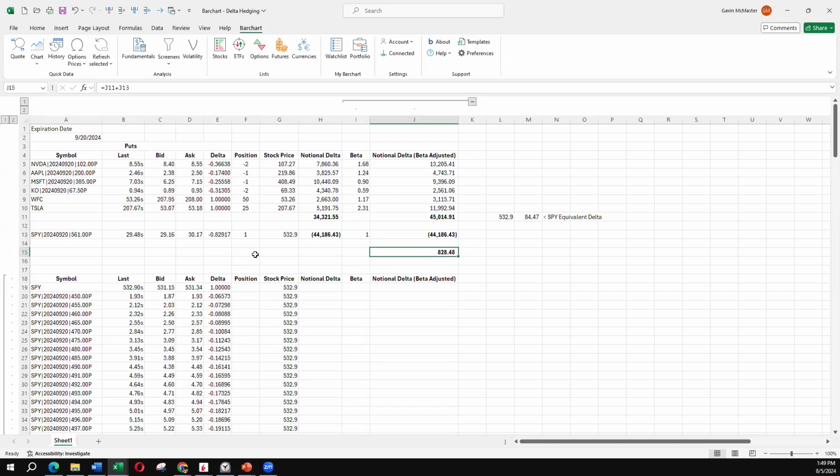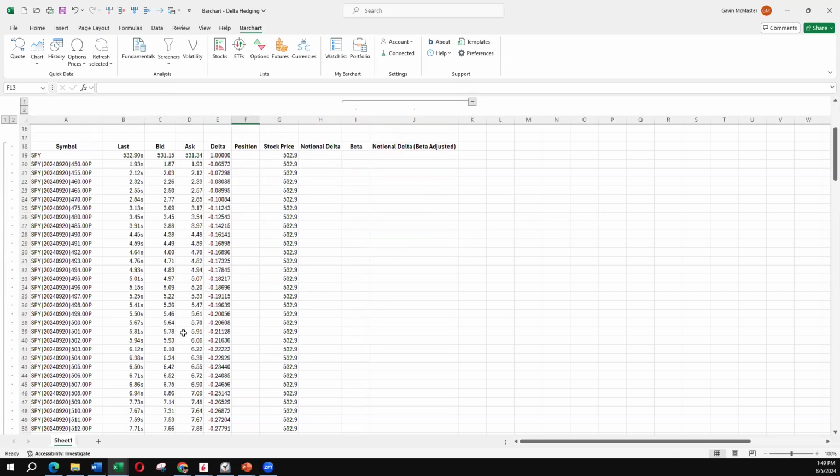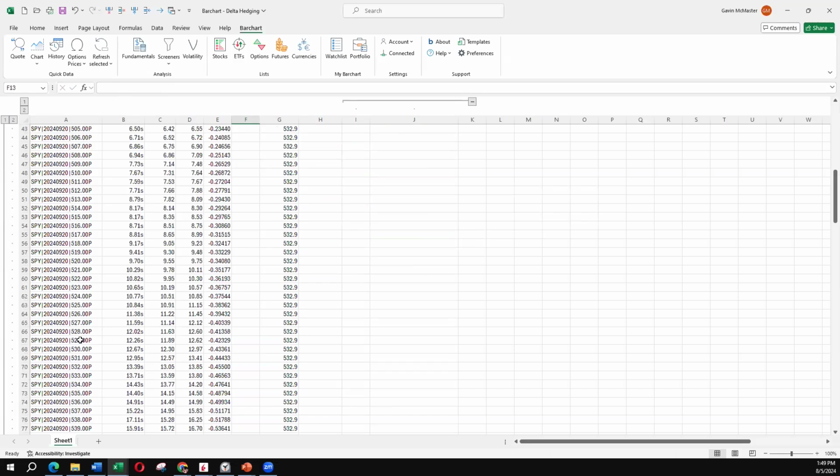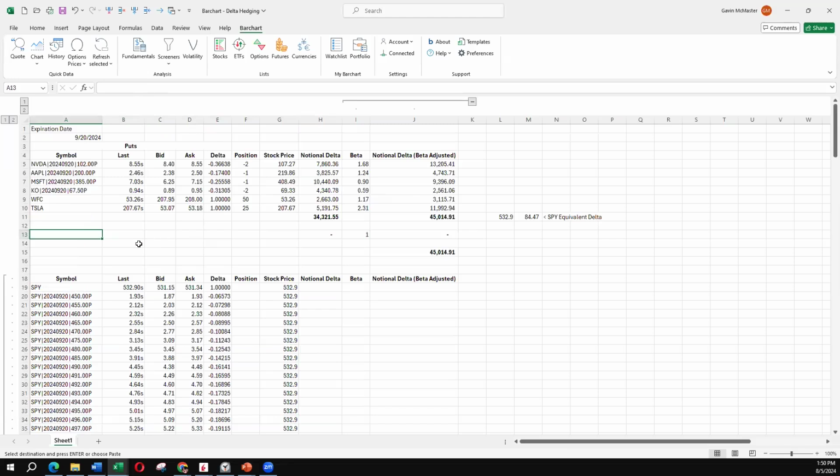Okay, let's look at one more example. Instead of buying one 83 delta, maybe we want to buy two 42 deltas. And that's going to give us a bit more gamma and a bit more vega. So say we buy 2 of these options, again, almost perfectly hedged. So that's how you can really quickly use Barchart Excel to calculate your notional delta and then figure out what you need to do to hedge.